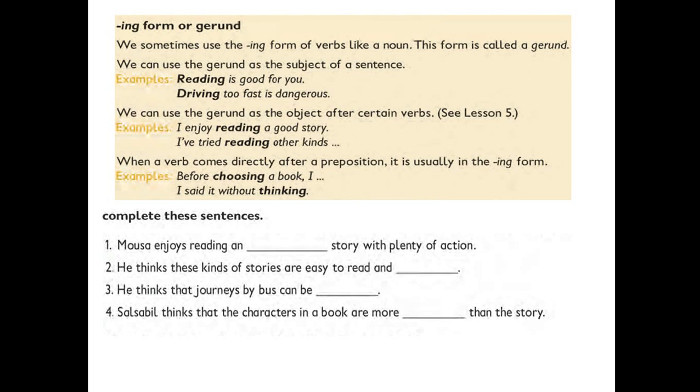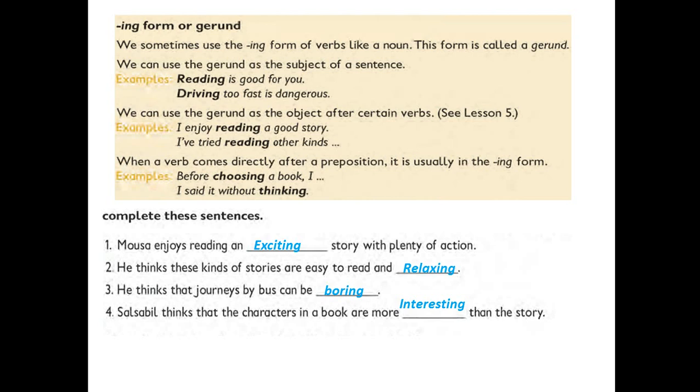Let's do it together. Number 1: Musa enjoys reading an exciting story. Number 2: relaxing. Musa thinks these kinds of stories are easy to read and relaxing. All these words are gerund. Be careful. Number 3: He thinks that journeys by bus can be boring. Number 4: Salsabil thinks that characters in a book are more interesting than the story.